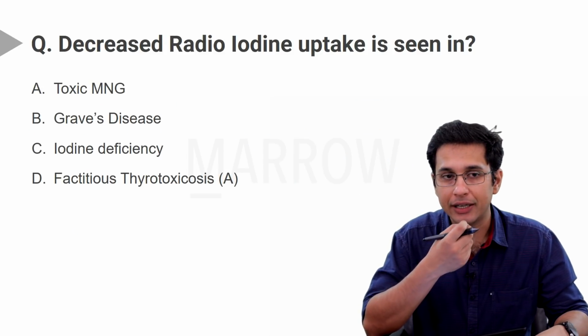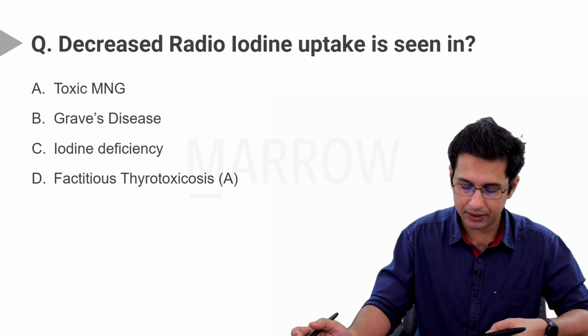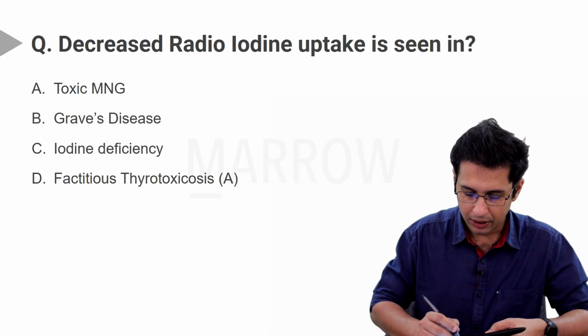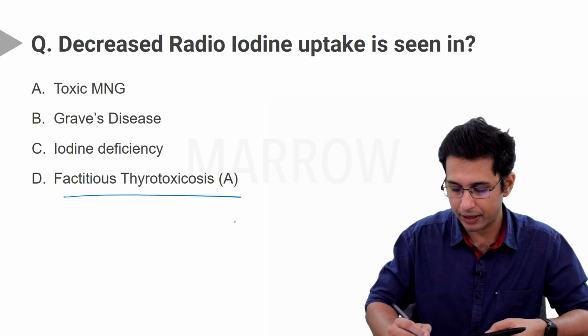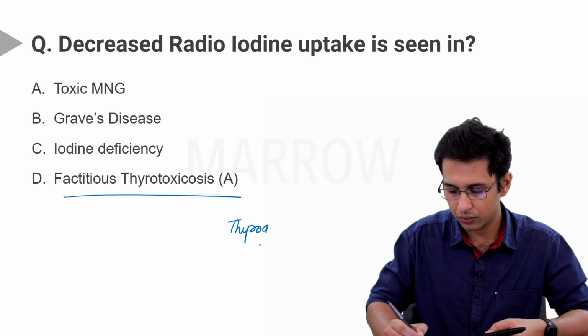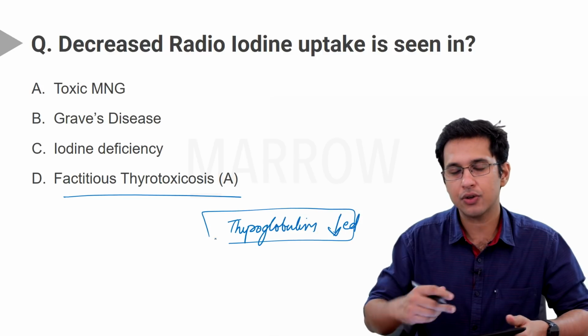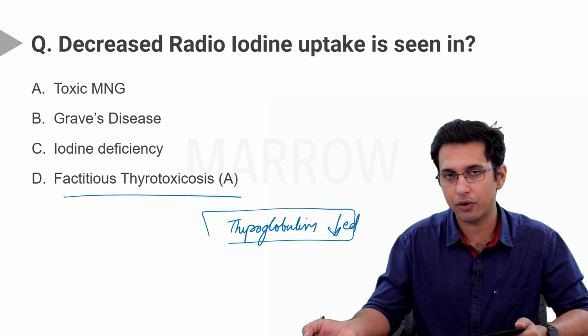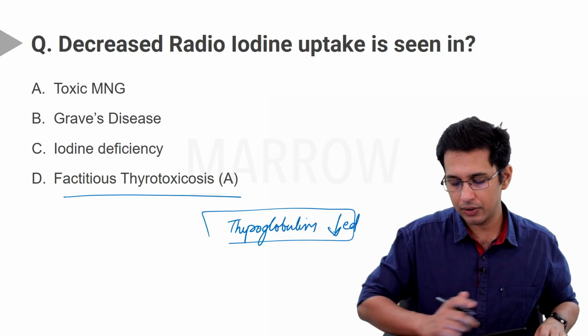Decreased radioactive iodine uptake is seen in. We have discussed this in and out. The answer is factitious thyrotoxicosis. Now, in factitious thyrotoxicosis, one more investigation is relevant. It is thyroglobulin. It is decreased. Okay. Why? Because there is no need. There is an external supply of thyroid hormones. The thyroid follicular cells need not even produce thyroglobulin. So it will be decreased.